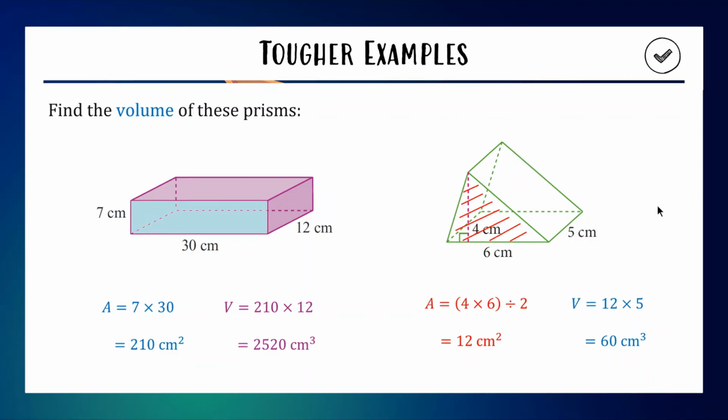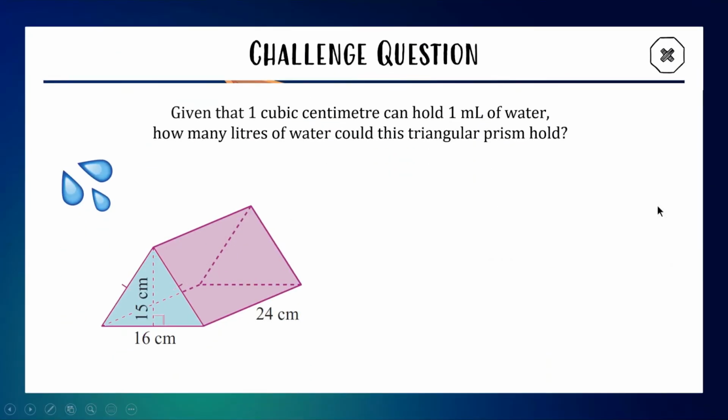Okay, if you found those easy, you might want to have a go at this optional challenge question. So given that 1 cubic centimeter can hold 1 milliliter of water. That is the beauty of the metric system. Everything matches up perfectly. 1 little cubic centimeter holds exactly 1 milliliter of water. So the question is, how many liters of water could this triangular prism hold?